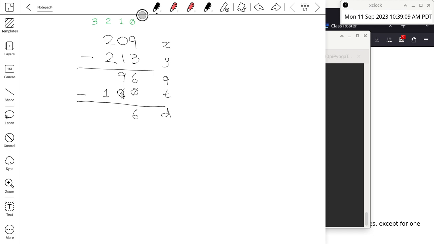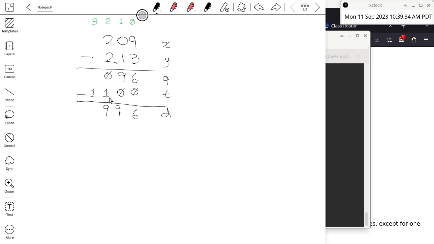So now we have a 9 minus a 0, which is a 9. And then we go to column 2. We have 2 minus 2, which is a 0, and then we have 0 minus 1, which once again is a 9 with a borrow of 1. So the answer is 996.